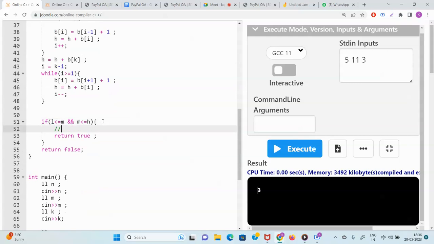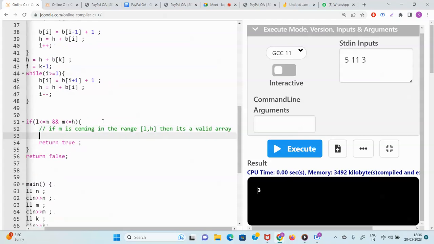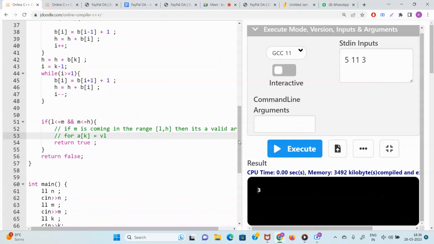Okay, guys, I told you, no? If M is coming in the range L to H, then it's a valid array for A of k equal to VL. Guys, we have assumed A of k equal to B of k, okay? B of k equal to VL.